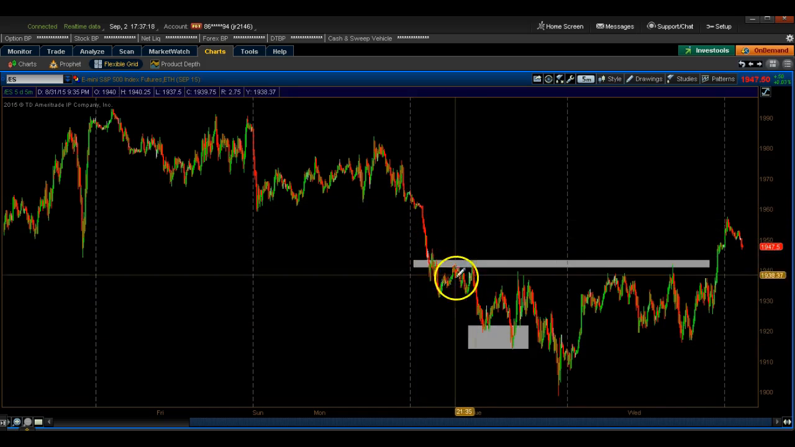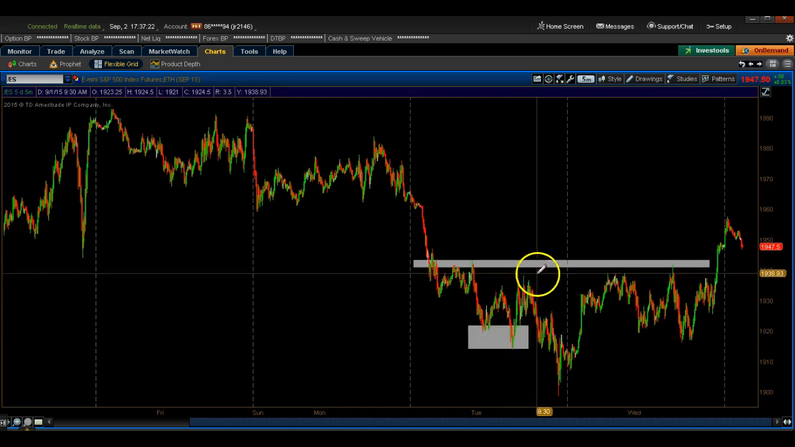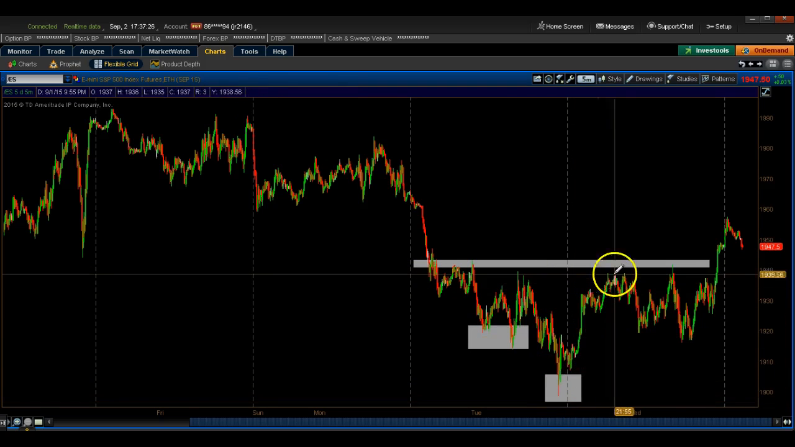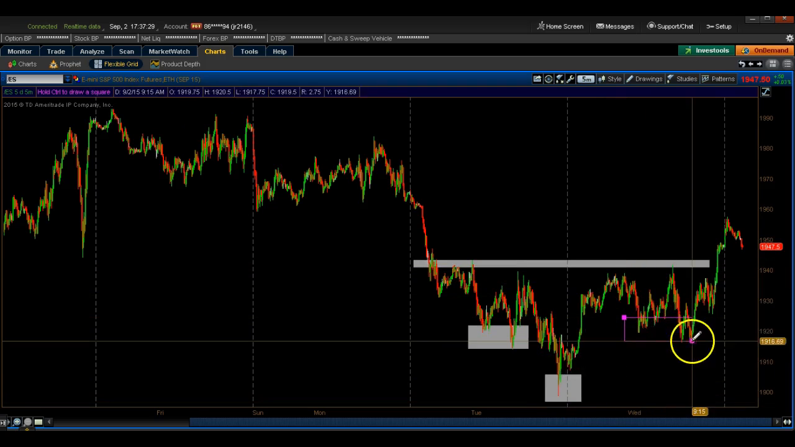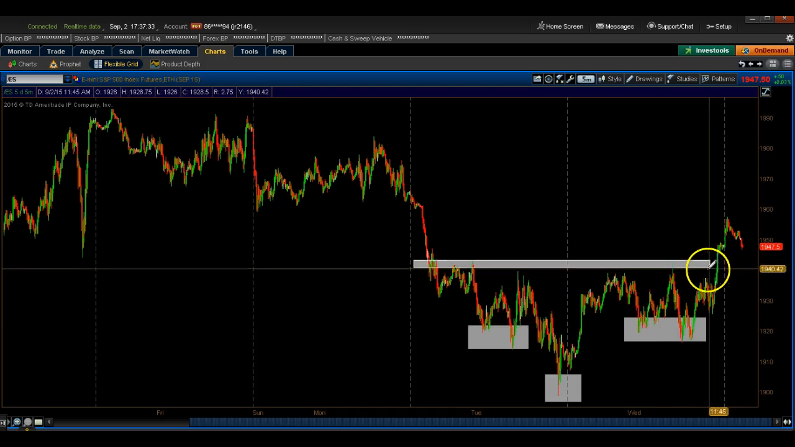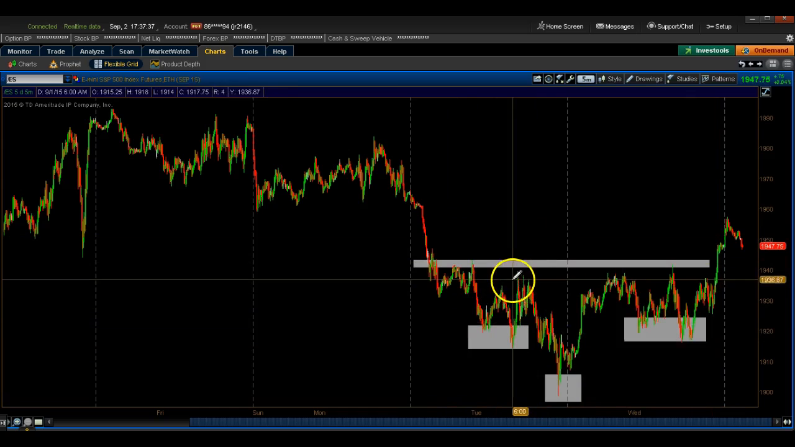The way it works is you have price here, right? A low. You rally, stall, make a lower low, rally, stall, and then you make a higher low. Rally, and then break out. So what we have is an inverse head and shoulders.